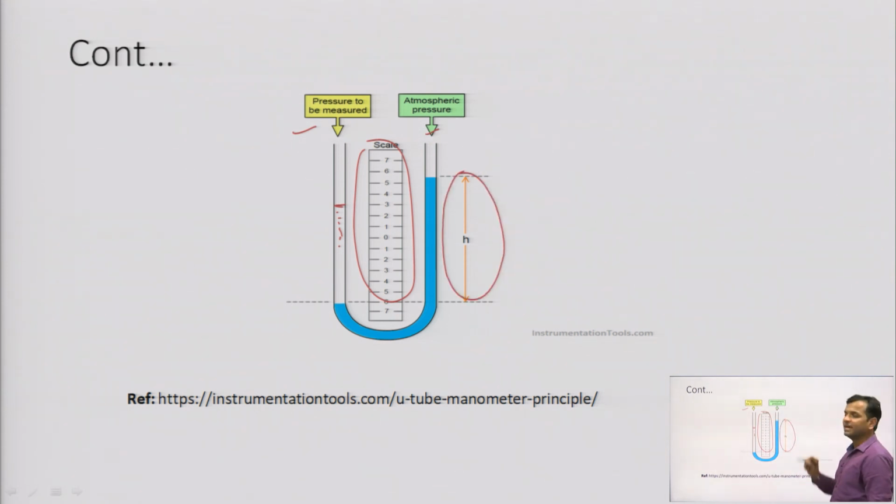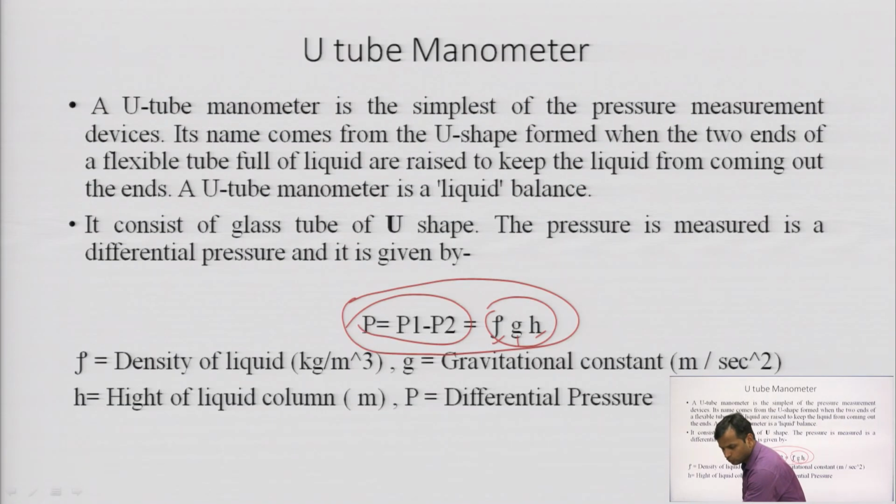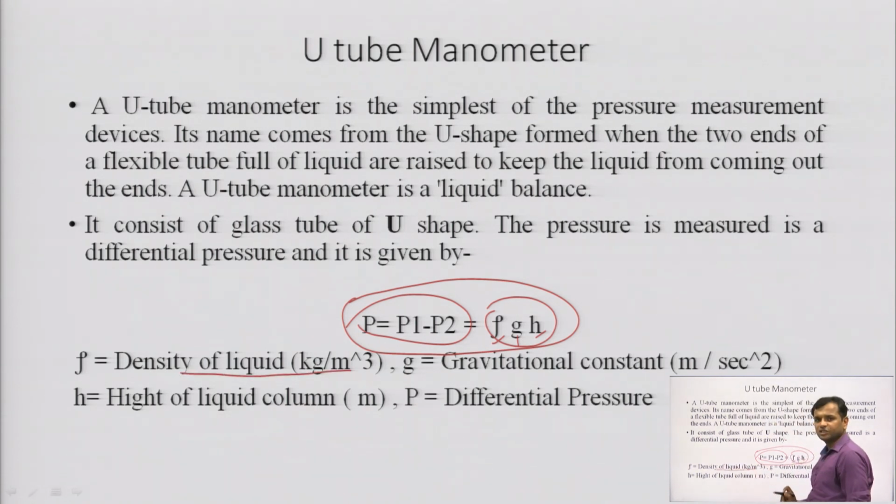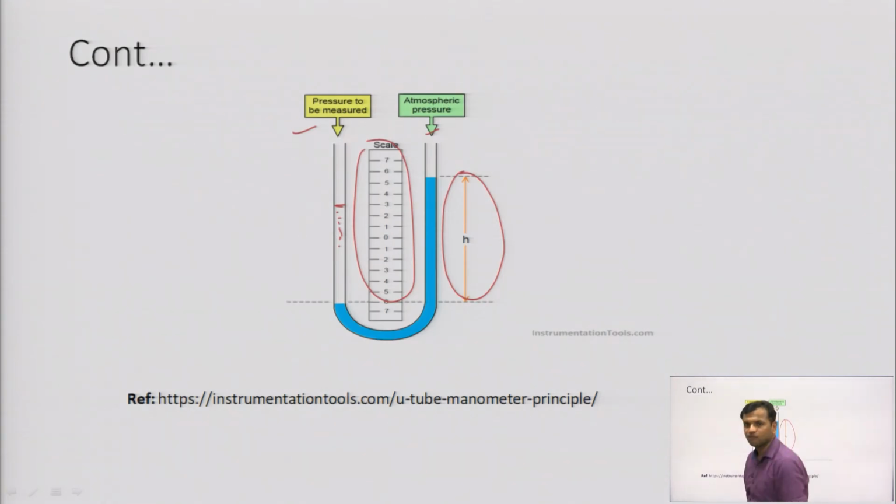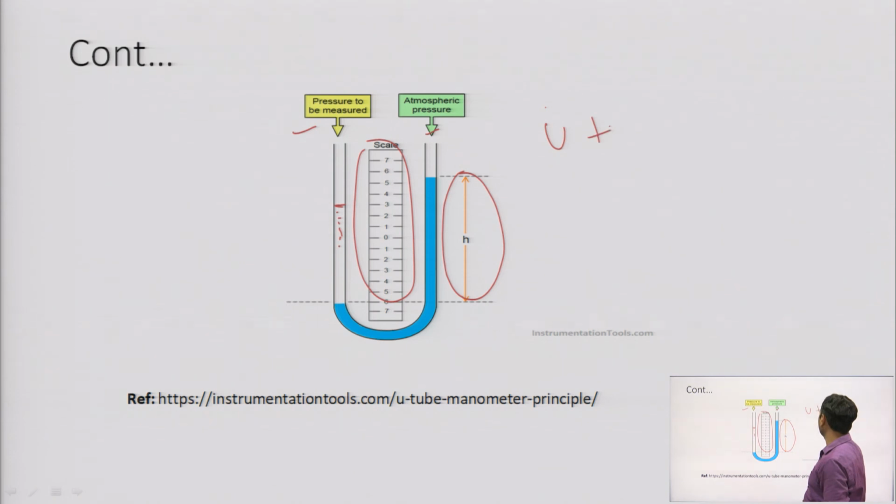We will know the gravitational constant, and we will also know the density of the liquid, whichever type of liquid you have taken, in kg per meter cube. So, if you know all three quantities in rho g h, you can measure the head pressure. So, that is the first basic type of manometer, that is called a U-tube manometer.